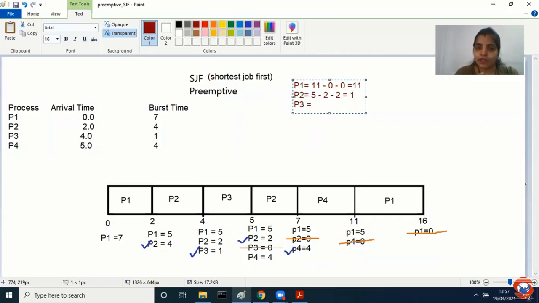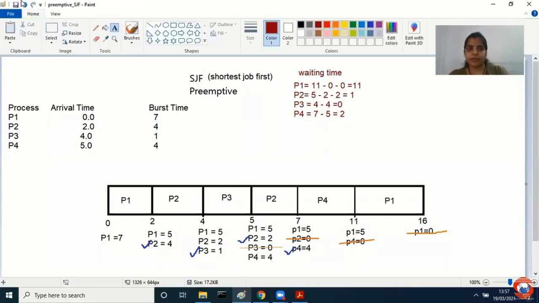P3 got the control at 4, arrival time 4, waiting time 0. P4 got the control at 7, arrival time was at 5, waiting time is 2. This is called the waiting time for all the processes. You can calculate the average by adding them and dividing by 4.